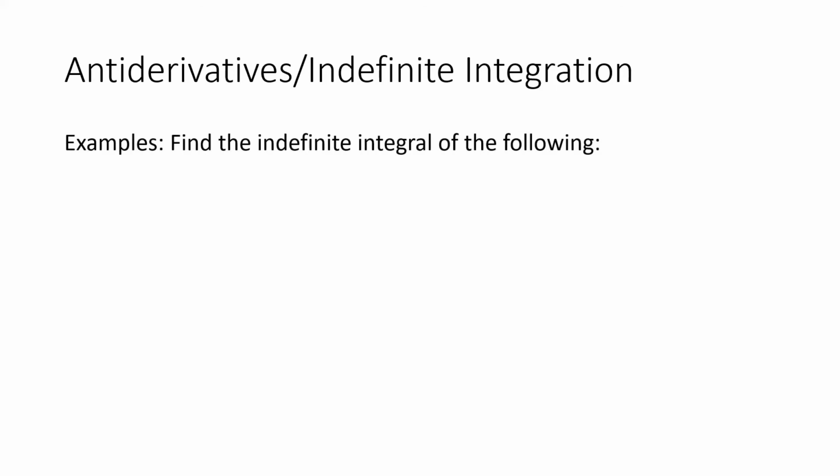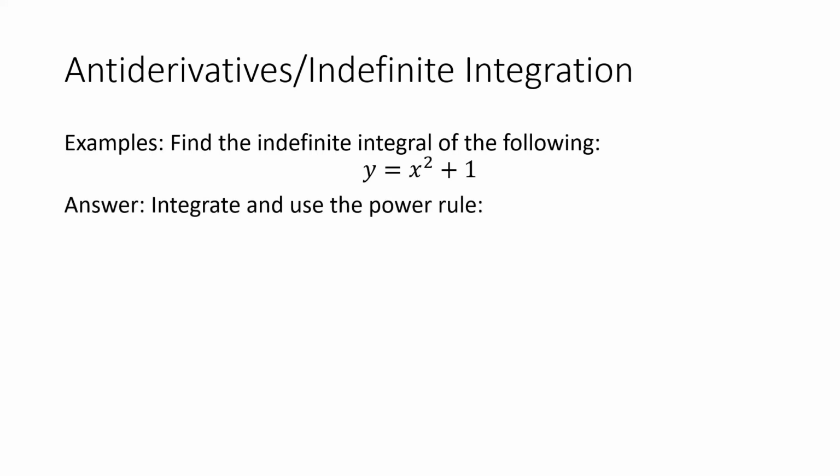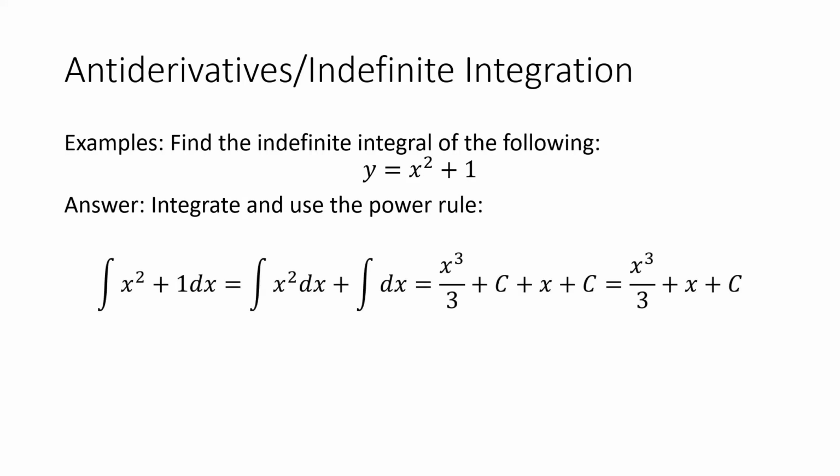So here are some examples. Find the indefinite integral of y equals x squared plus 1. This is pretty standard: integrate and use the power rule. First, we break it apart using the sum rule. We get the integral of x squared dx plus the integral of 1 dx, which you can write as the integral of dx. Using the power rule, we add 1 to the exponent and divide by the new exponent: x cubed divided by 3 plus c.